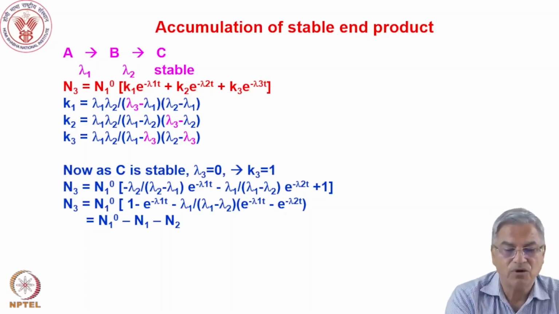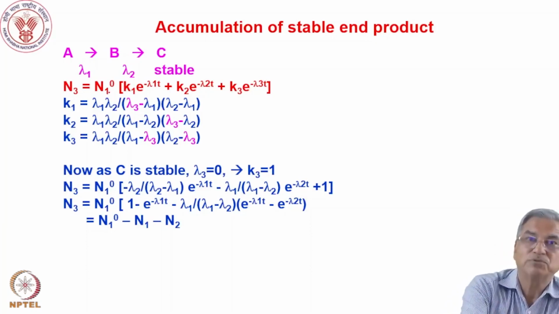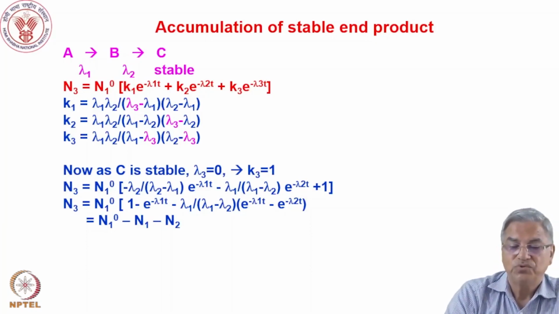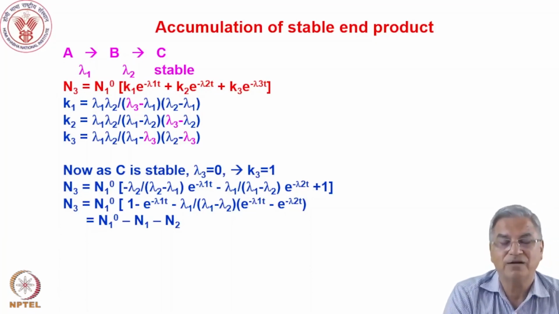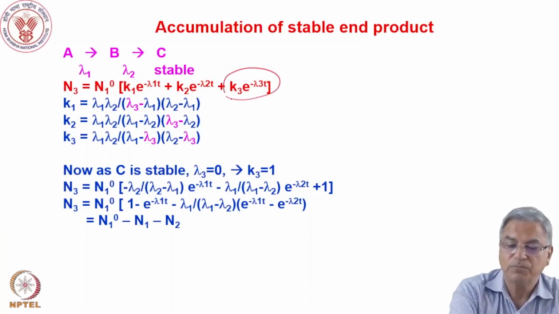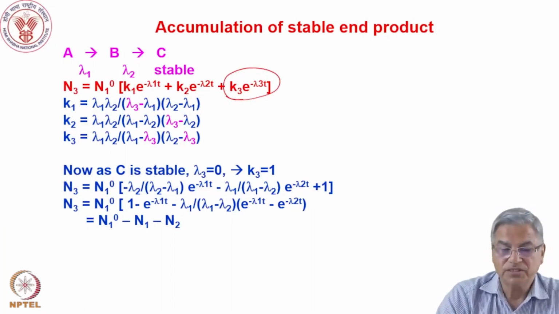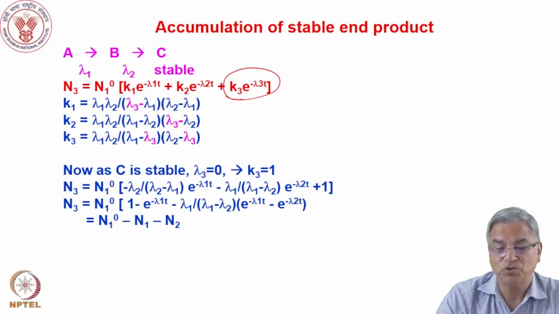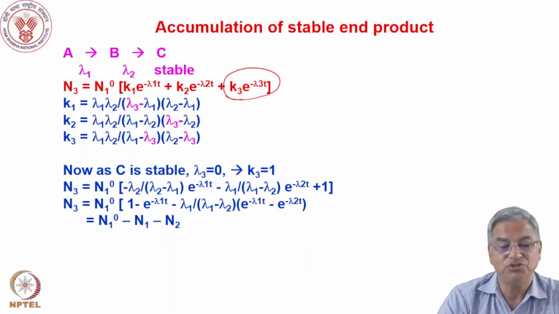So what we saw just now is that the number of atoms of C is given by the initial atoms of A into terms in K1, K2, K3, where K1, K2, K3 are functions of lambda 1, lambda 2 and lambda 3, and the subsequent exponential terms for the three isotopes. Now it is a special case here, because the granddaughter is not radioactive. So in such a situation, lambda 3 becomes 0. If it is not decaying, the half-life is infinite, so lambda 3 is 0.